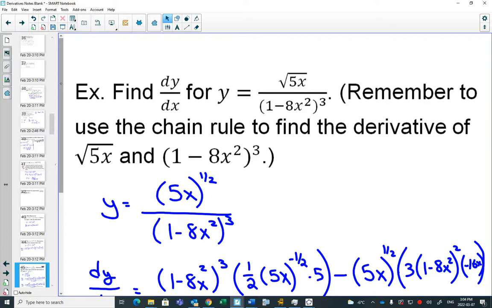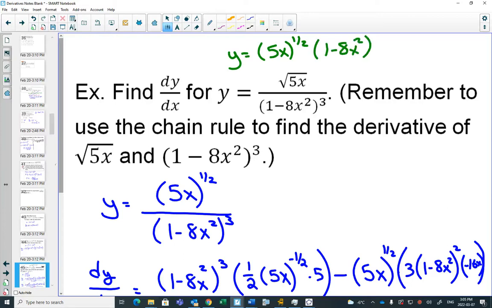Can you see that you could, if you wanted to, change this to a product rule? You could rewrite this as, okay, first of all, I'm going to change that to the 1/2, and then use my negative exponent rule to make that a -3. Perfectly legal.